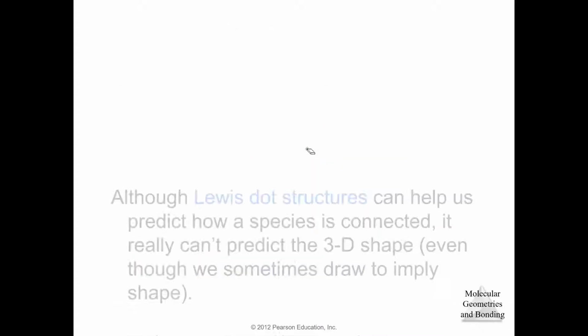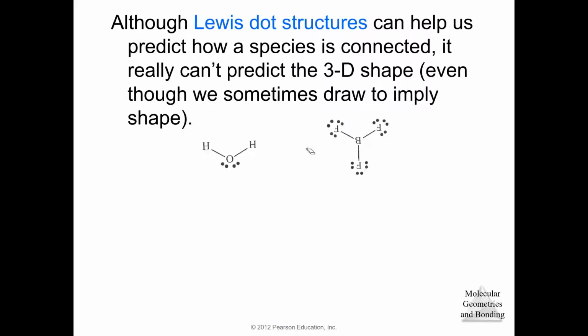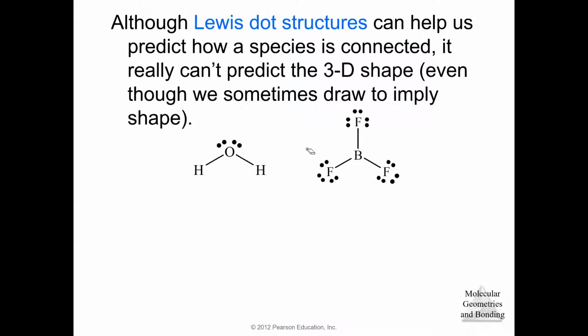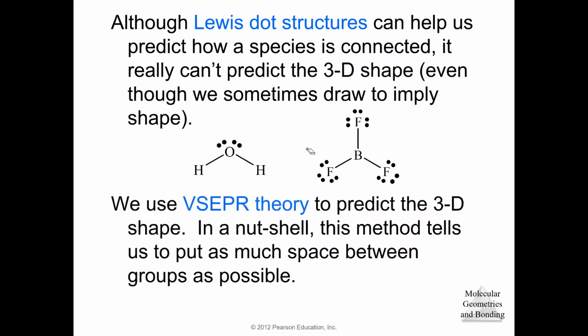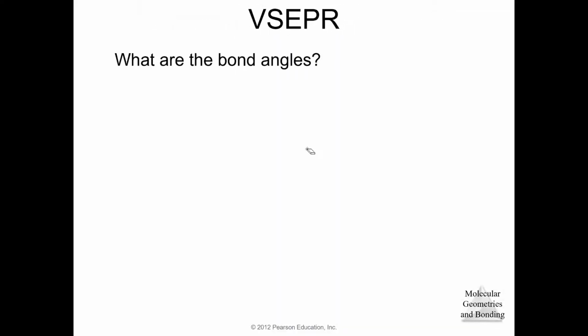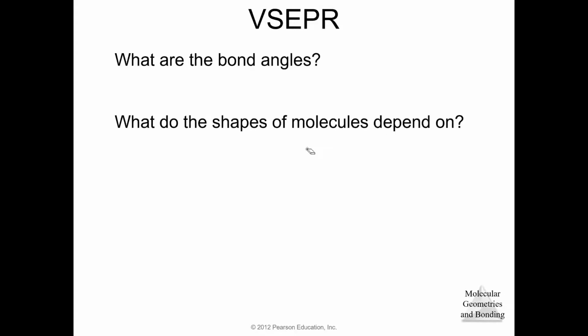All right. Now, obviously, with the Lewis structure, we get the electron arrangement. Then we have to use VSEPR to determine what? The 3D model or the shape. So what are the bond angles? We briefly went over this, and we're going to do it again. What do the shapes of the molecule depend on?